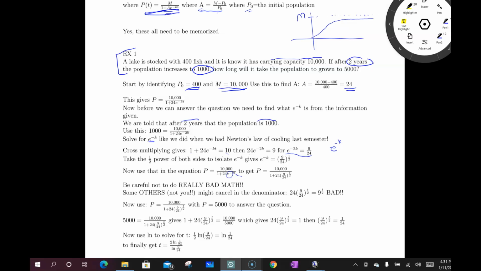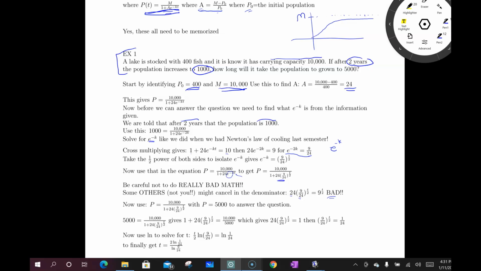So what I want to make sure that you don't do, so see, almost always you'll have this here, where this number will match this number, so you would never cancel the 24s. That would be really bad math, right? So keep it there. So now I'm ready to answer the question.